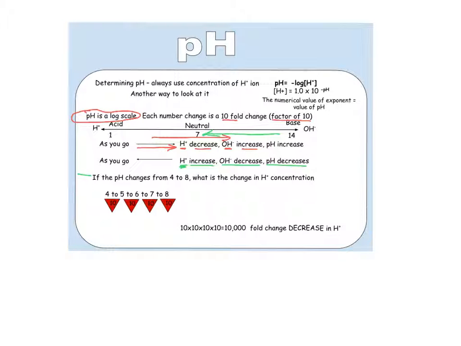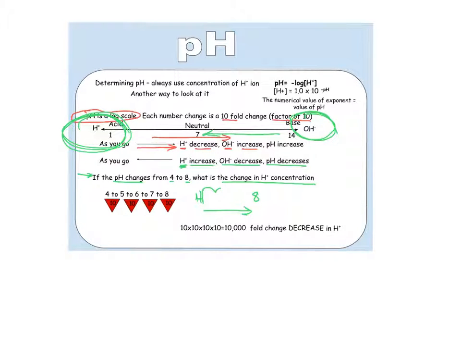And here you have, if the pH is changing from 4 to 8. So let's think about what's happening here. We're going from 4 and we're going up to 8. So we're going to the right. My hydrogen ion concentration is going to, that's right, it's going to decrease because I'm going from 4 to 8. Remember, down here on the left side, I have the most hydrogens. And up here, I have the least hydrogens.